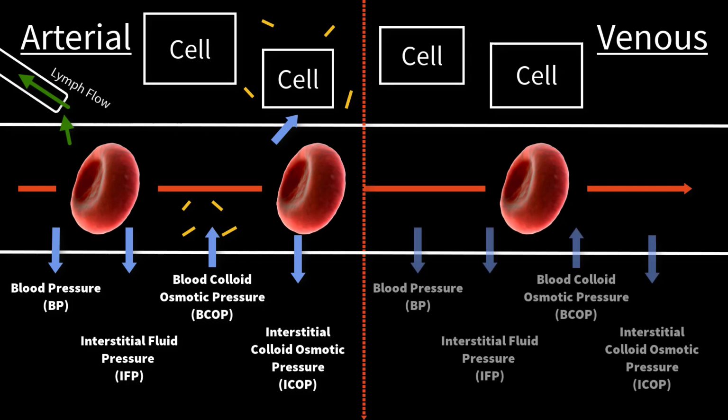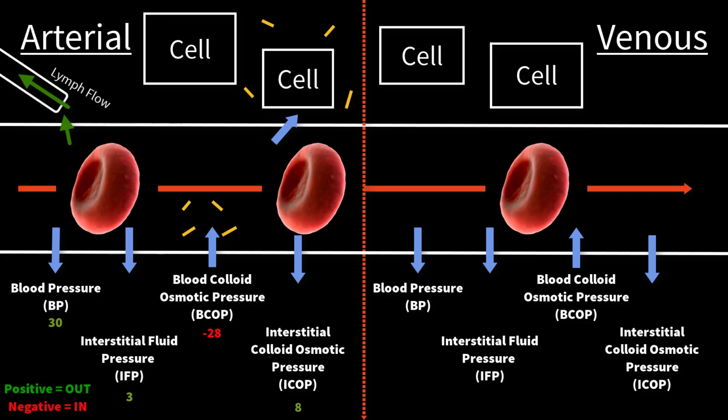Let's give these forces some theoretical numbers and see how they interact. We'll have positive numbers represent forces going out of the vessel, and negative numbers represent forces going in. Let's say that blood pressure is 30 at the arterial end. IFP is 3. Remember, it's a positive number, or going out, because the lymph suction is changing what IFP would normally do. BCOP is negative 28, it's going in, and ICOP is 8.